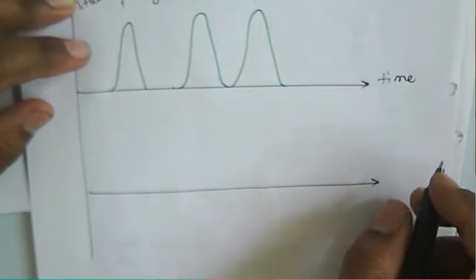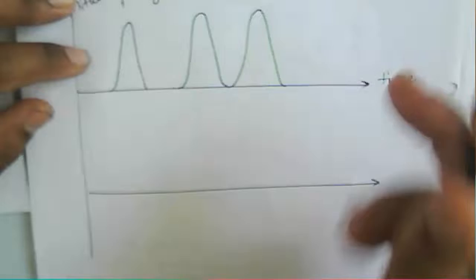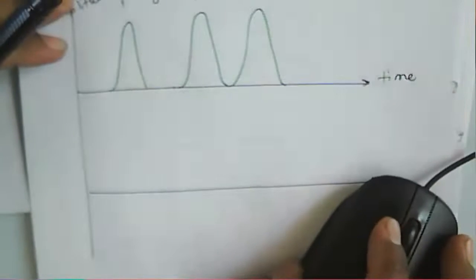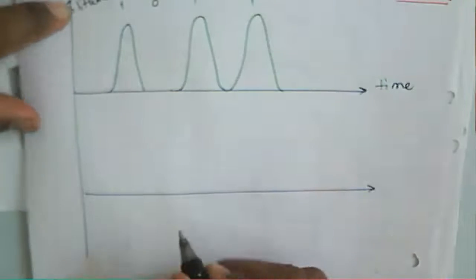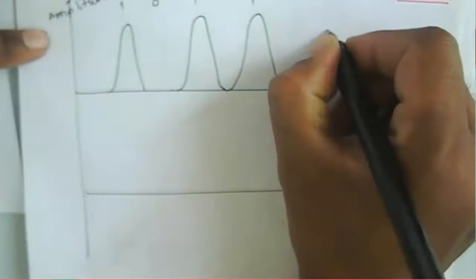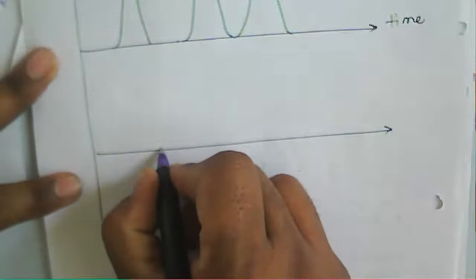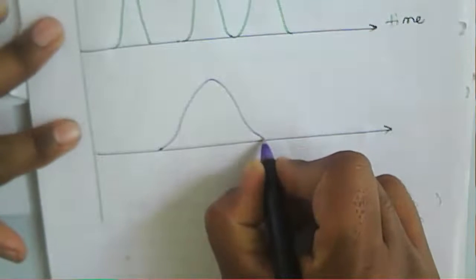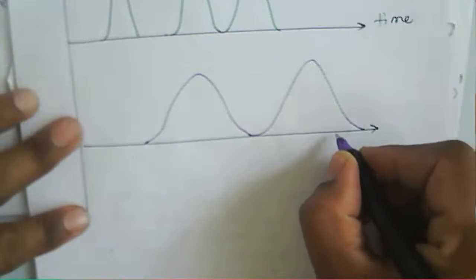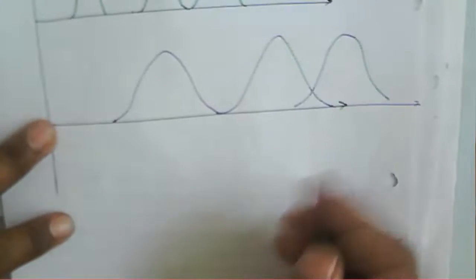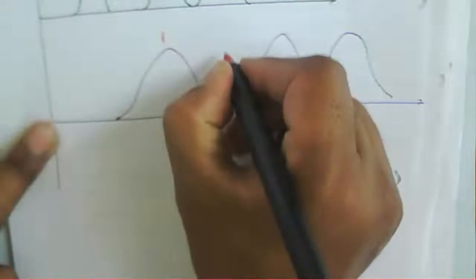Now the same pulse we are receiving at some particular distance. What will happen to our signal? This is the input signal to the fiber. Because pulse broadening occurs at a particular distance, what happens to our signal is like this. The overlapping takes place between the 1 and 0. This one is our signal 1, this is 0, then 1 and 1.